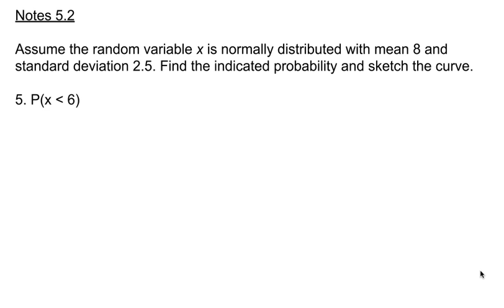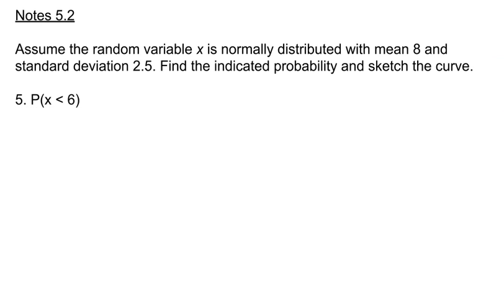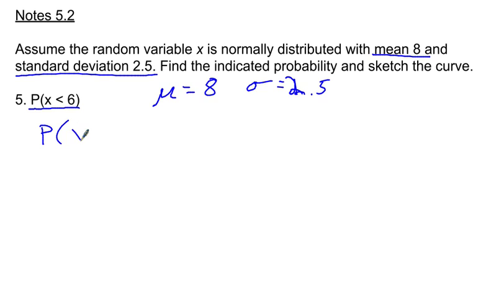In the practice problems for this section, we're looking at a normal distribution with a mean of 8 and a standard deviation of 2.5. So we have our mean of 8 and our standard deviation of 2.5. We are looking at the probability that x is less than 6.